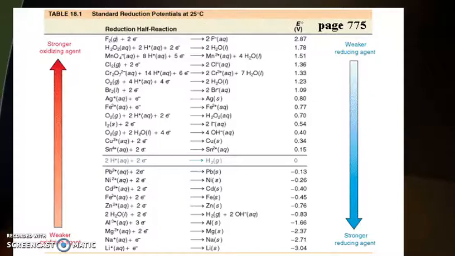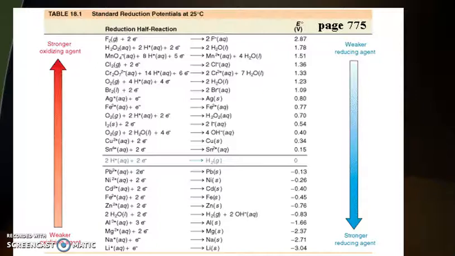So when you're comparing any two half cells, if I've got a permanganate half cell and a bromine half cell, the one that has a more positive voltage is the one that's going to be reduced, and the one that has a more negative voltage is the one that's going to be oxidized every single time. The one that is more negative is going to be the oxidation reaction. The one that is more positive is going to be the reduction reaction.